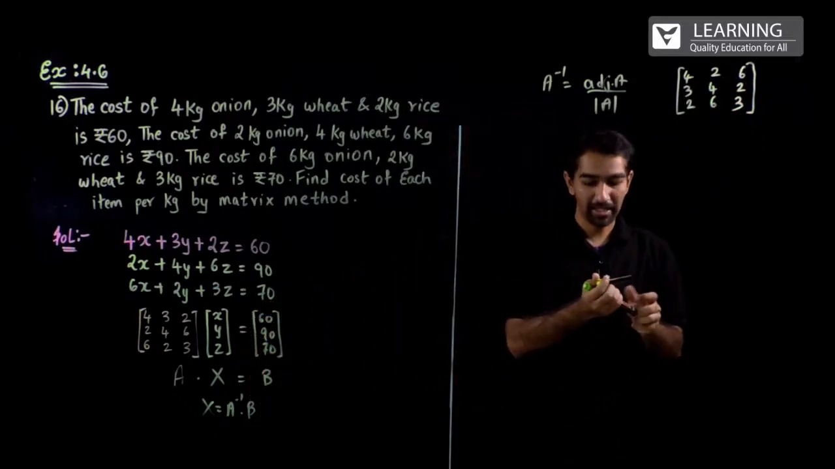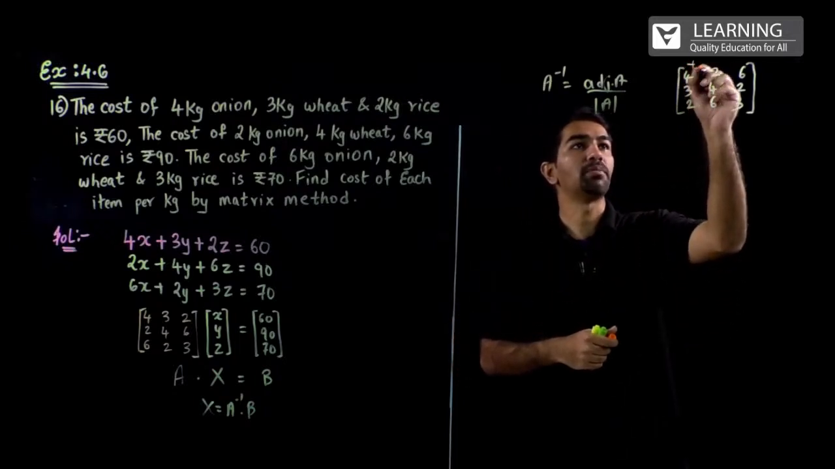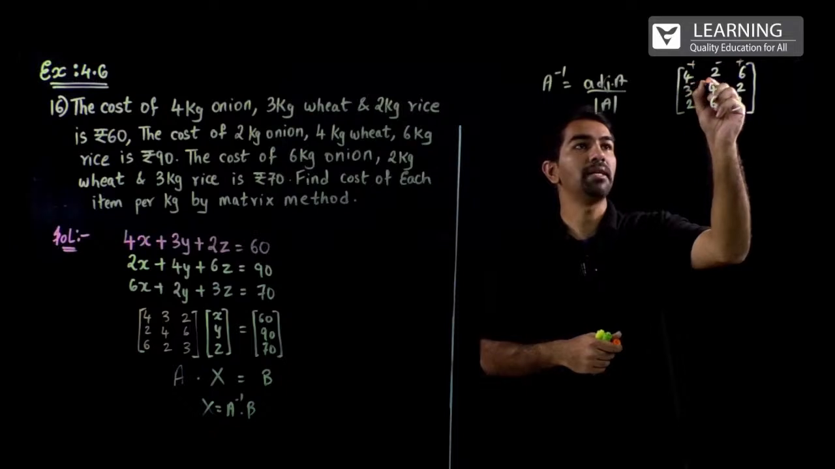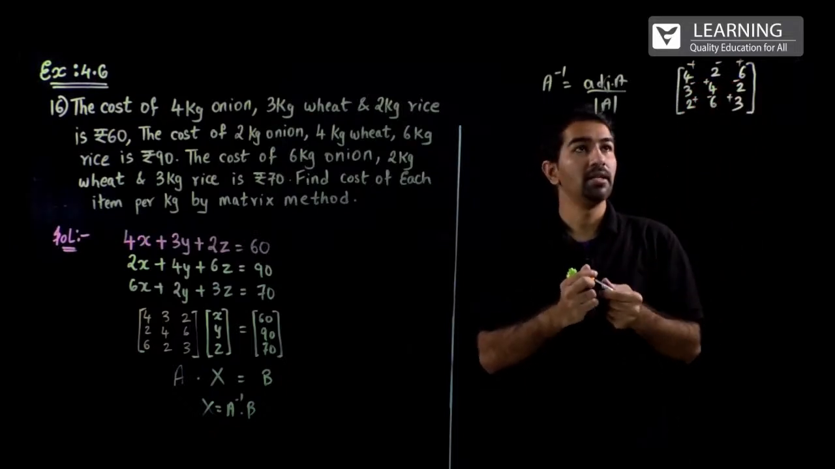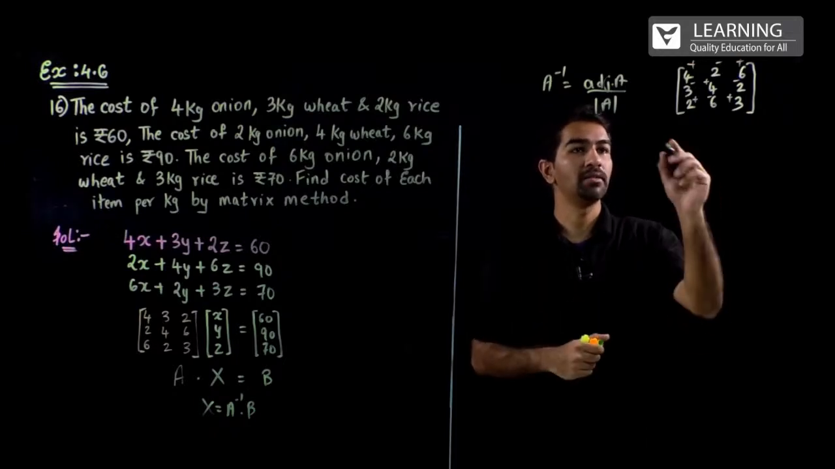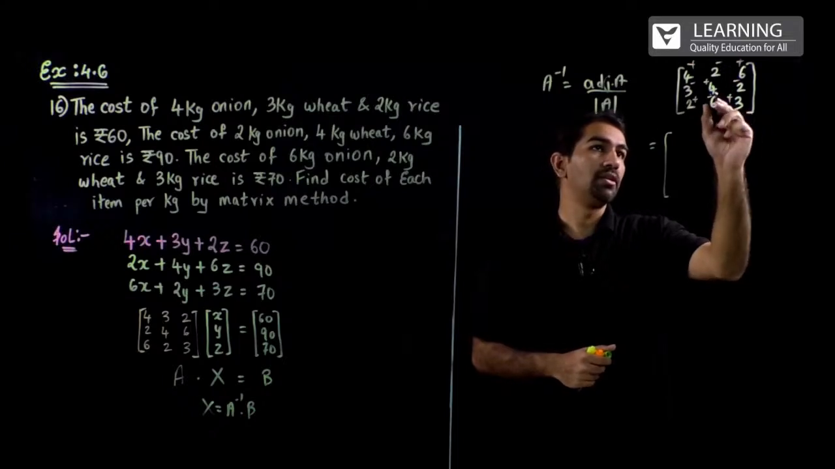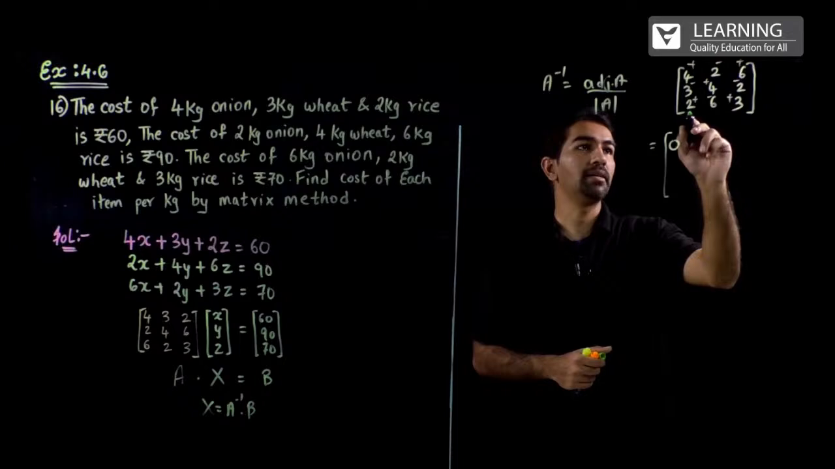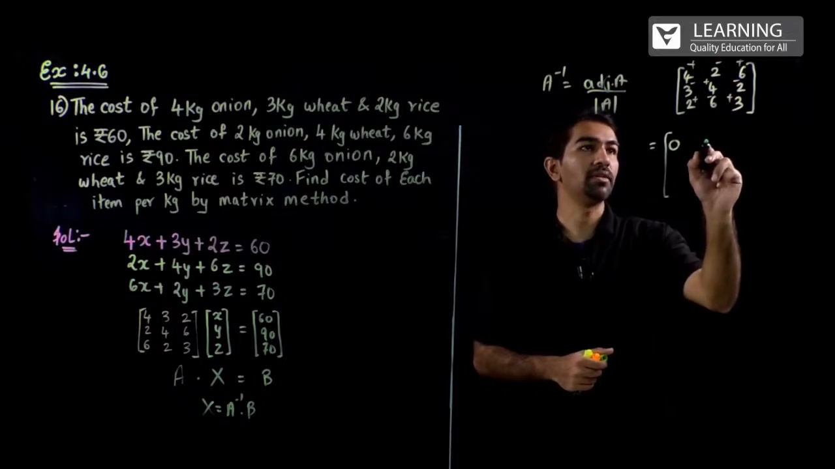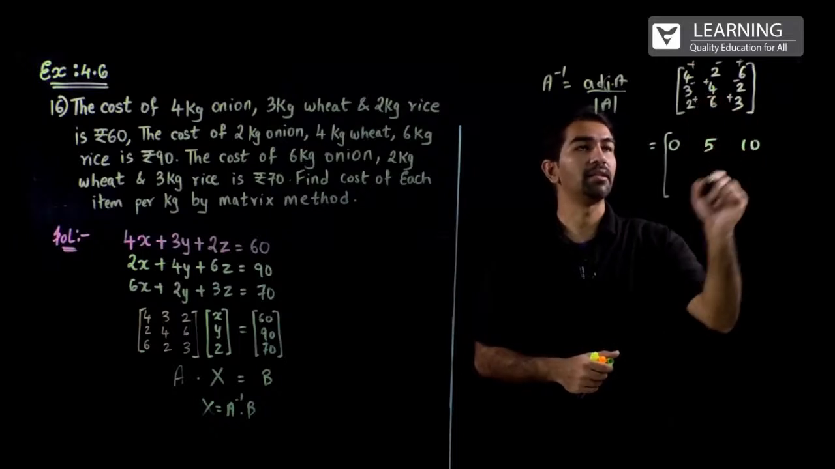Now write the cofactors. After writing the cofactors, we have to find out the minors. So plus, minus, plus, minus, plus, minus, plus, minus, plus. Now find out the minors of this, which is equal to, so this will be our adjoint of A. 4, 12 minus 12, 0. 9 minus 4, 5. 18 minus 8, 10. Correct?